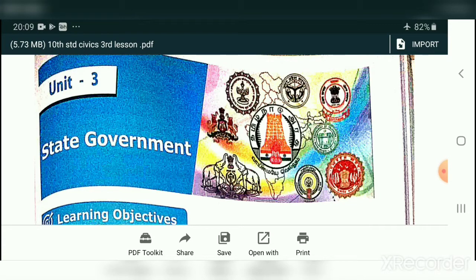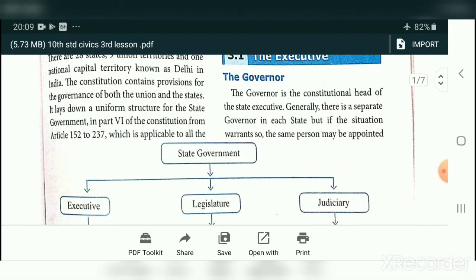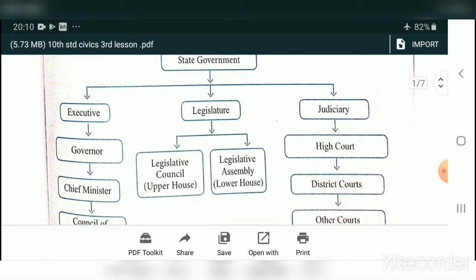Students, we are studying Civics Unit number 3, State Government. In our last class, we studied about the three wings of state government, that is executive, legislature, judiciary. Legislature is a law making body. Executive is the law carried out by executive. Those who are violating law are punished by judiciary.